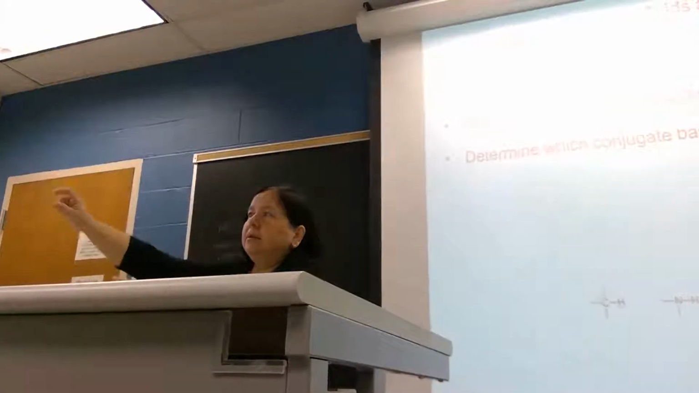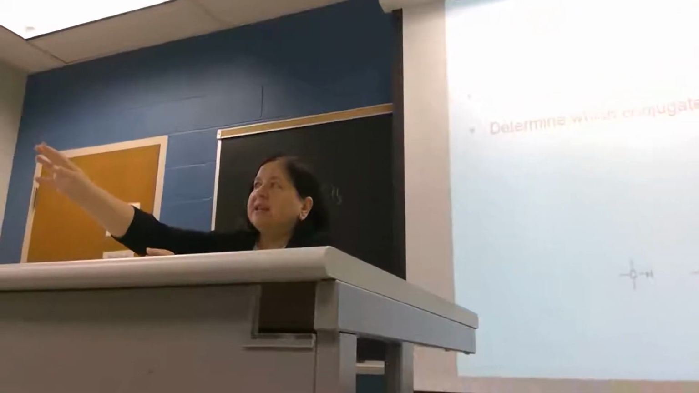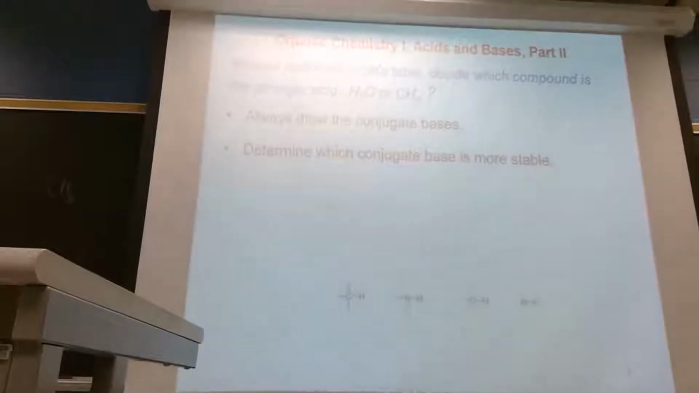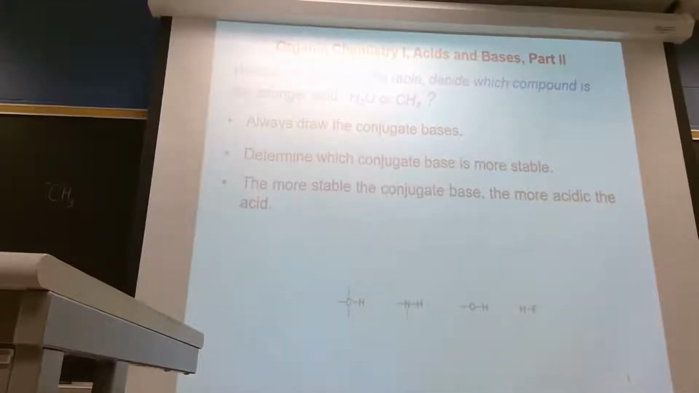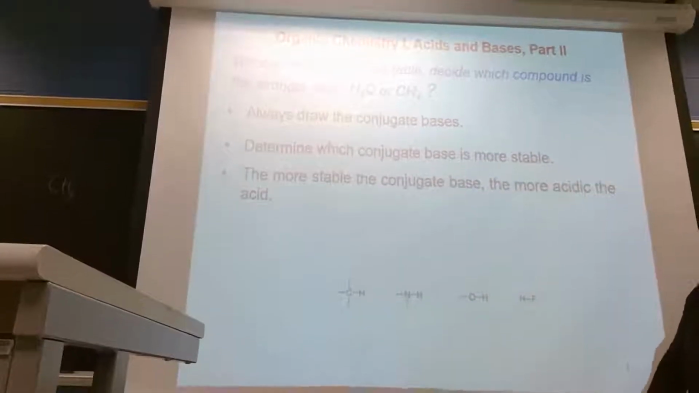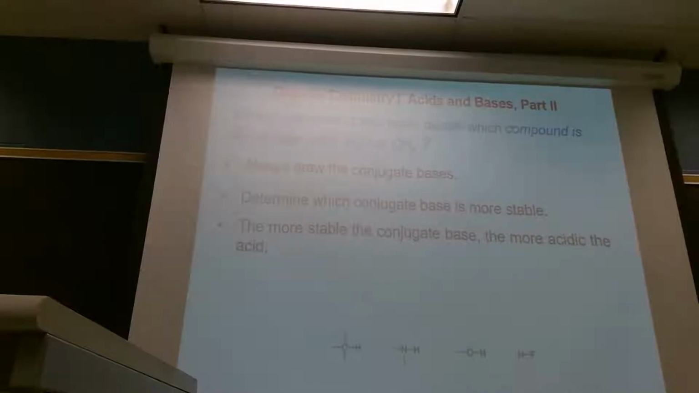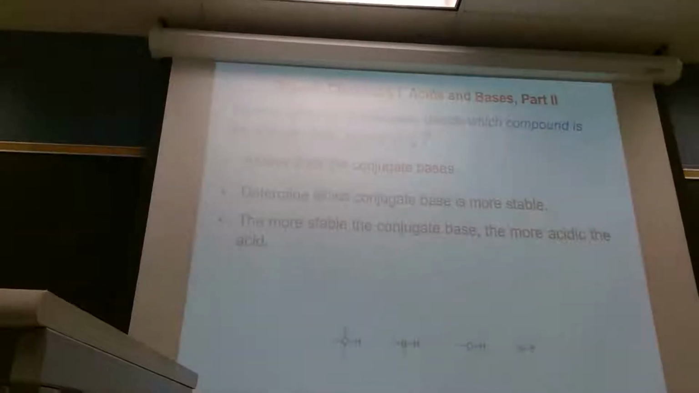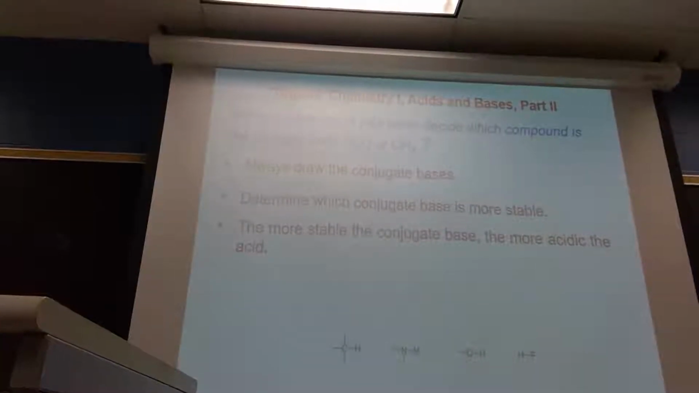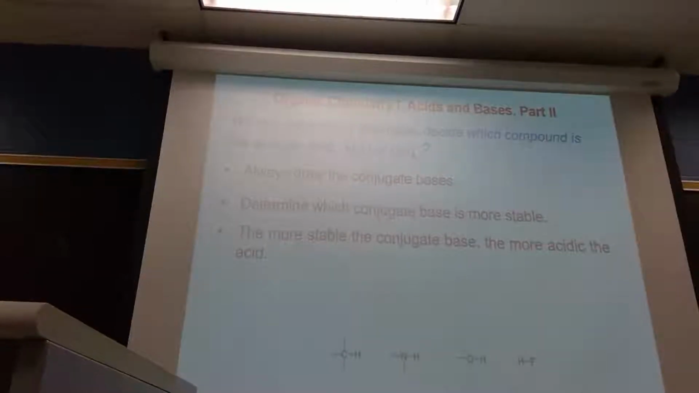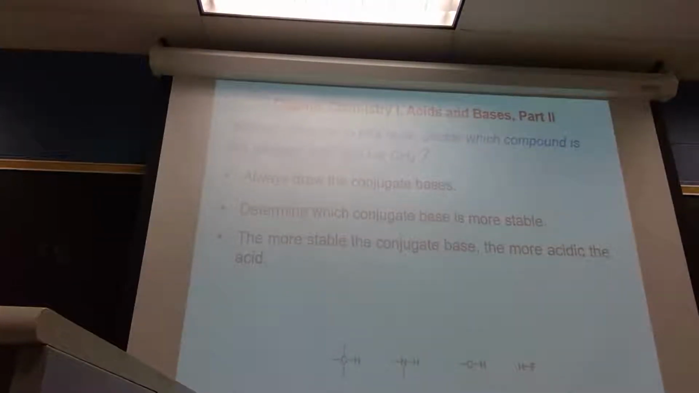And if you look, the size of the atoms is almost the same, not exactly, but not a significant difference. So then, the more stable the conjugate base, the more acidic the acid. So which of the acids will be the stronger acid, water or methane? The more stable the conjugate base, the stronger the acid.